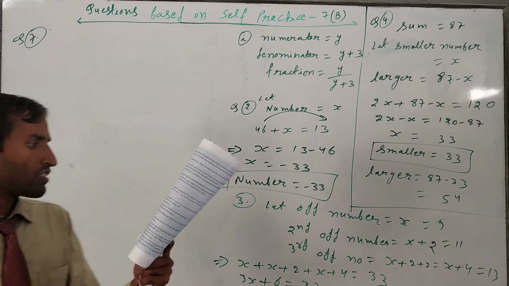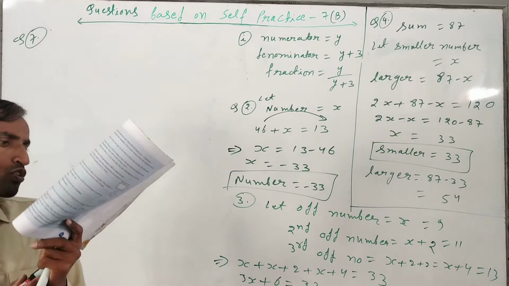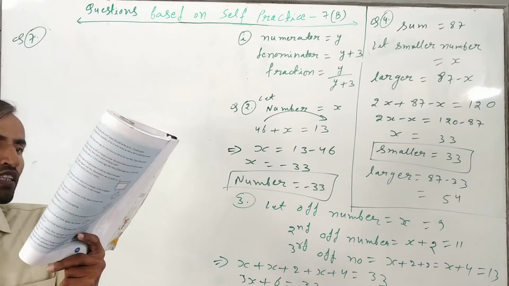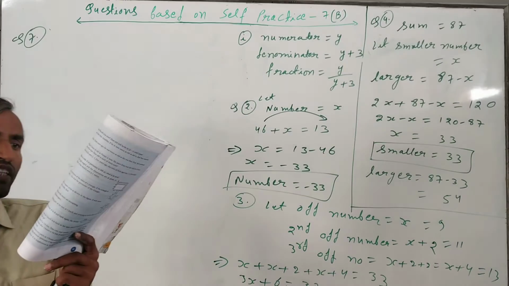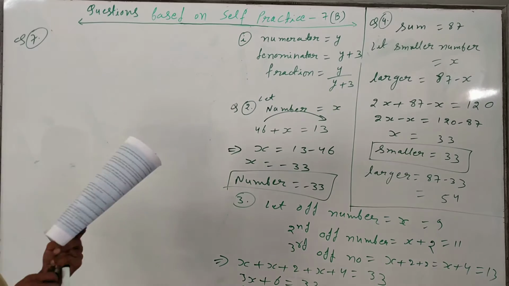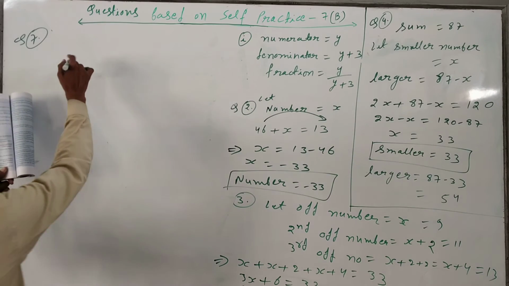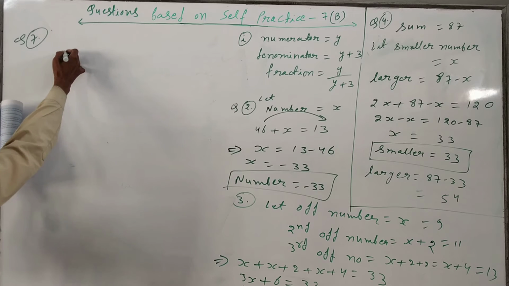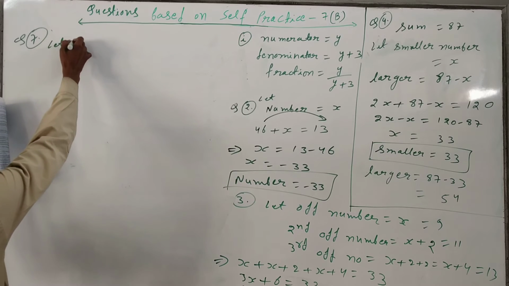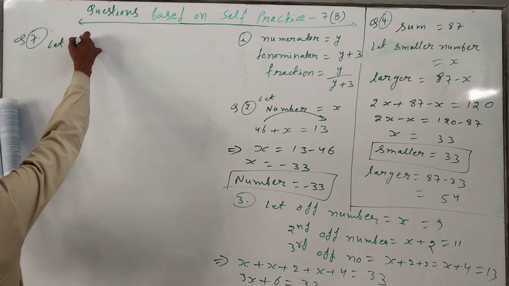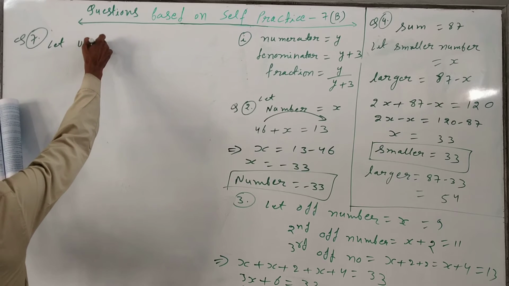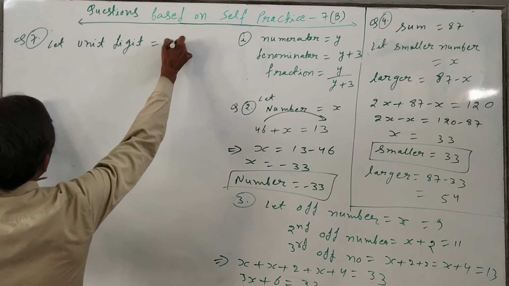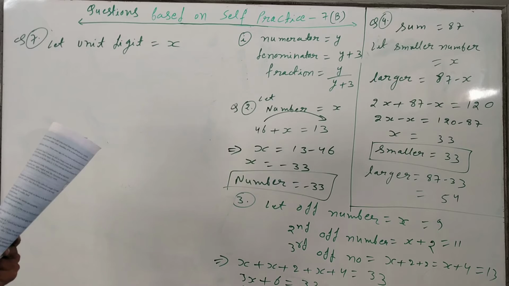In question number 7, just read the question. In a 2-digit number, the digit in the unit place is twice the digit in the tens place. If 27 is added, then it gets reversed. So just suppose both the digits. Let the unit digit be equal to x.